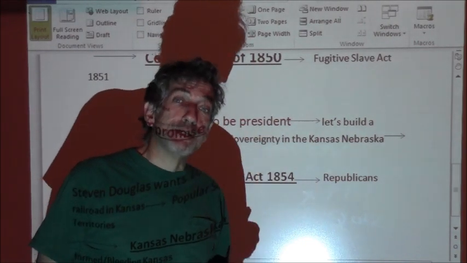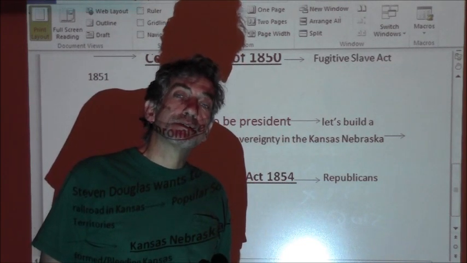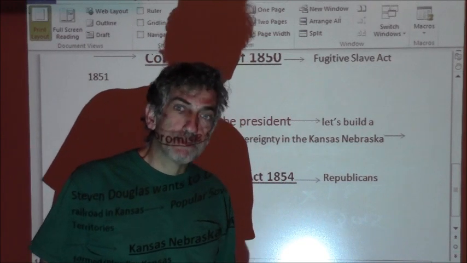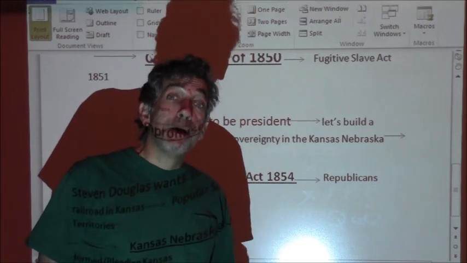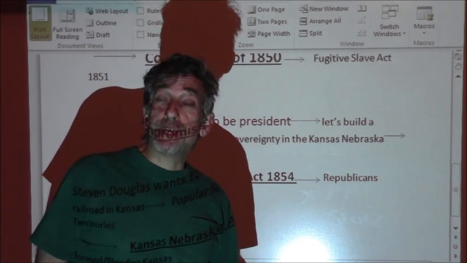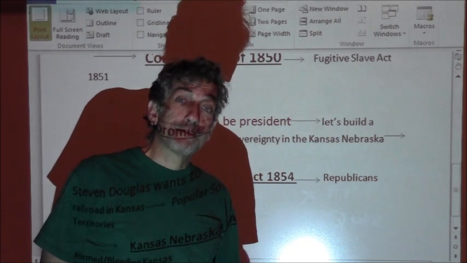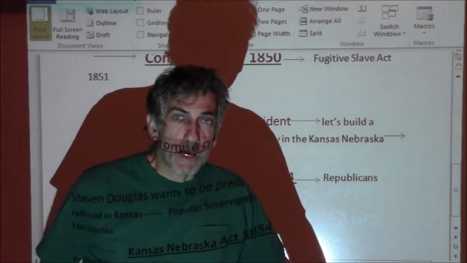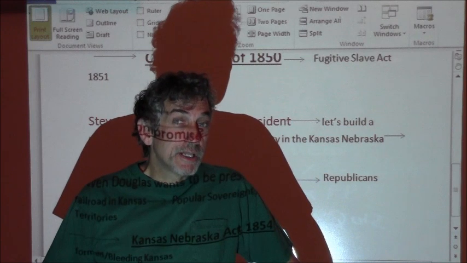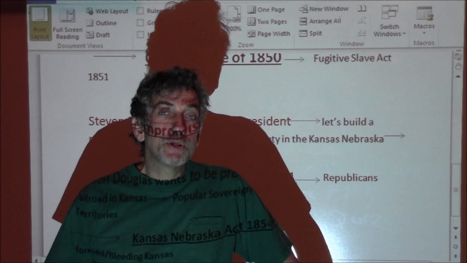So he hatches an idea. He says, why don't we build a railroad across the entire United States? And we're going to build that railroad through the territories of Kansas and Nebraska. Well, good idea, but the railroad has to serve people. It has to have a reason for going there. So he comes up with the idea that Kansas and Nebraska should become states. Well, now if Kansas and Nebraska are going to become states, will they be free states or will they be slave states? Well, Stephen Douglas comes up with an idea called popular sovereignty.